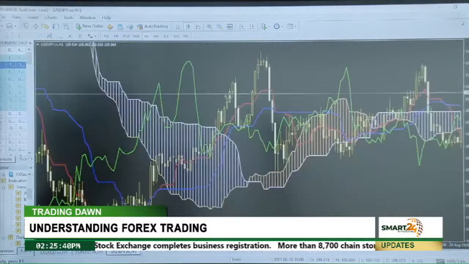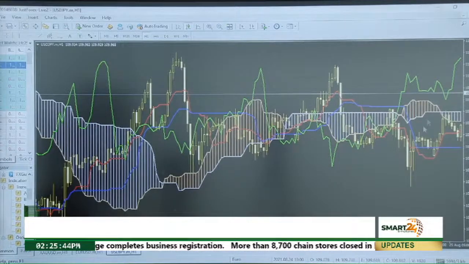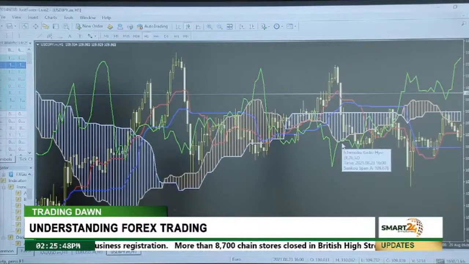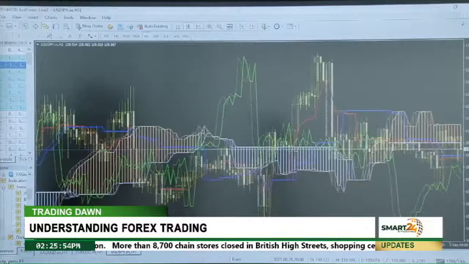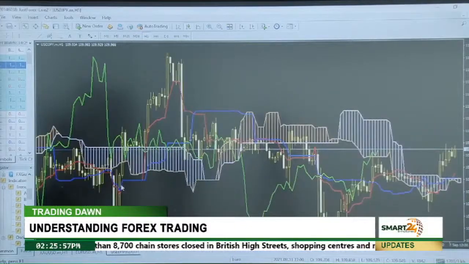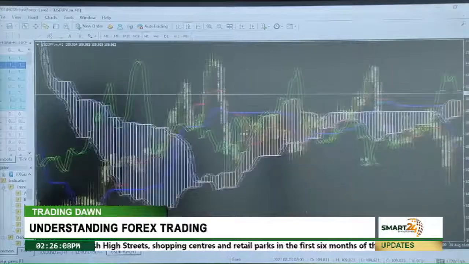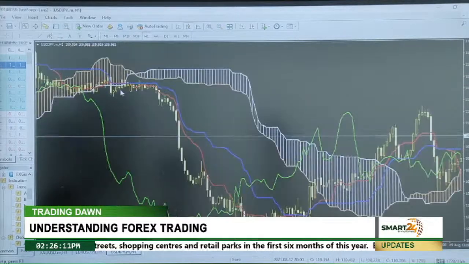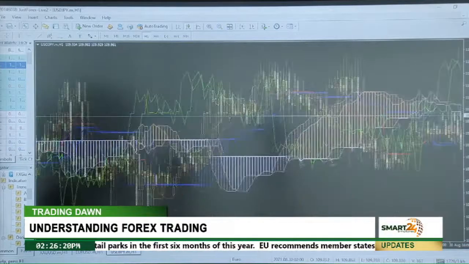So this whole area here is like a range market. There is no clear signal given by this Ichimoku indicator, and it goes on like that and that. You can see how it is sort of a range market. There's no clear signal, and that's where the problem is. So basically those are the indicators that give you that price movement. That's how the Ichimoku works.